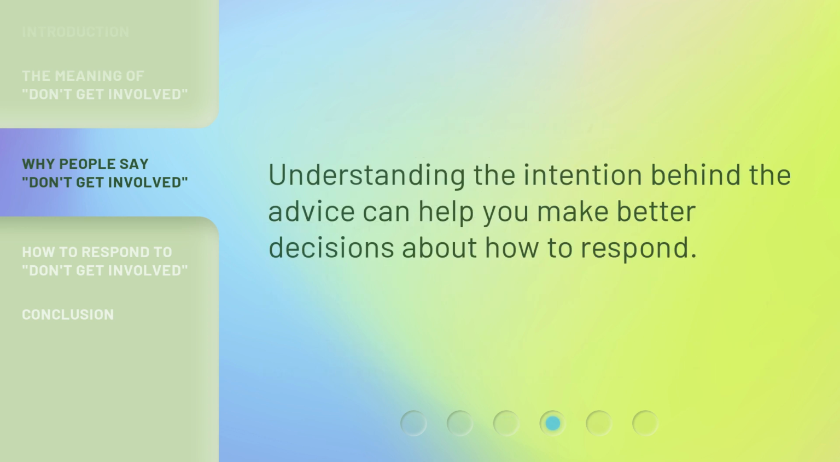Understanding the intention behind the advice can help you make better decisions about how to respond.